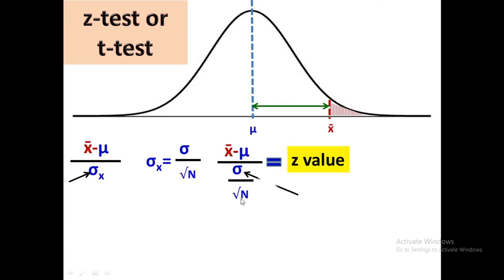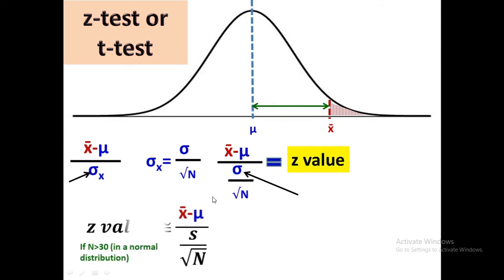But in most cases we don't know the population standard deviation either. However, as the central limit theorem says, if our sample size is large enough, the sample standard deviation will be equal to the population standard deviation, and the difference between the standard deviation of population and standard deviation of sample is negligible. Therefore, for a large sample size, we can say Z value is almost equal to the difference of sample mean with population mean divided by sample standard deviation over square root of sample size.